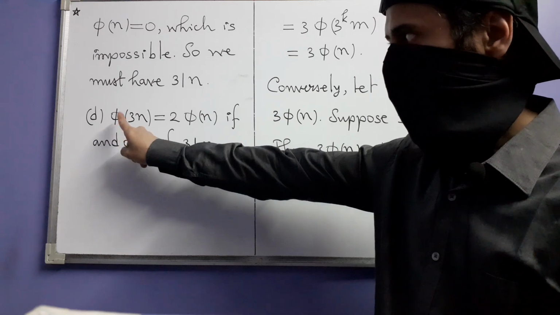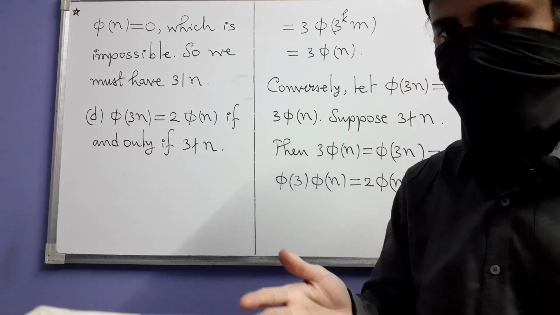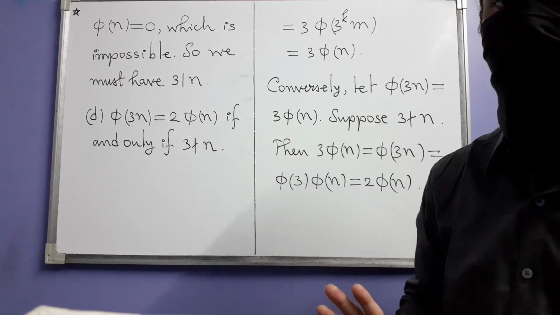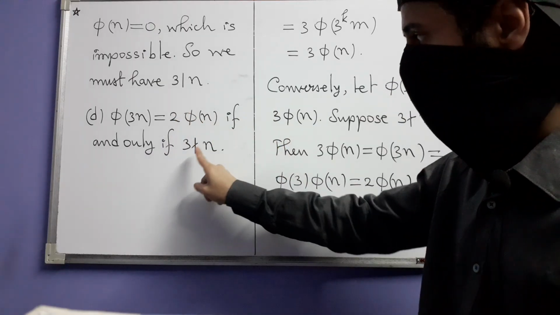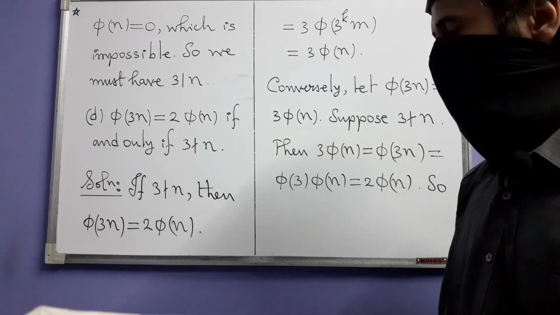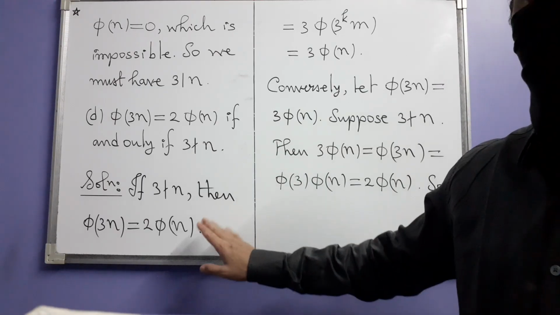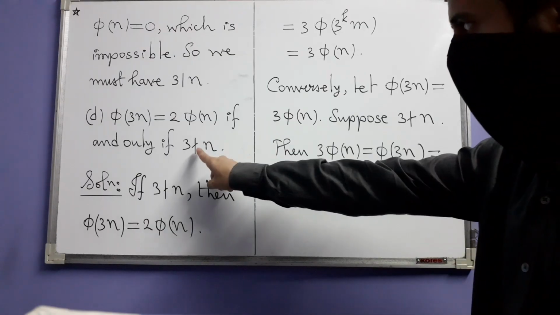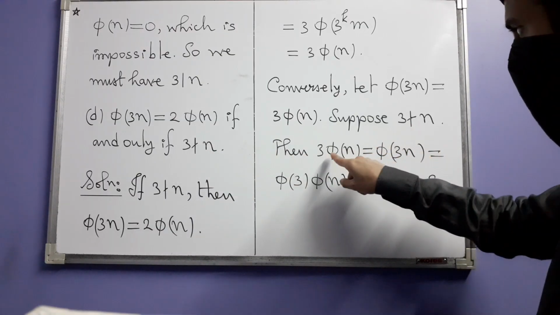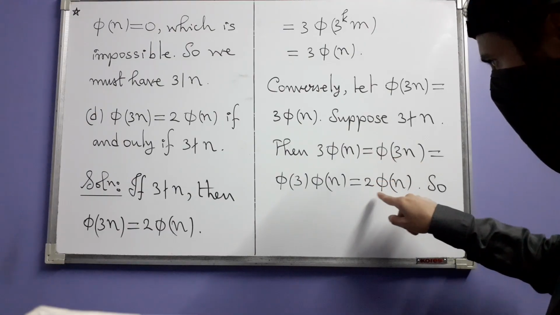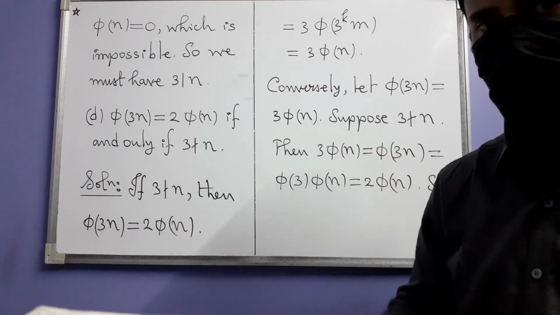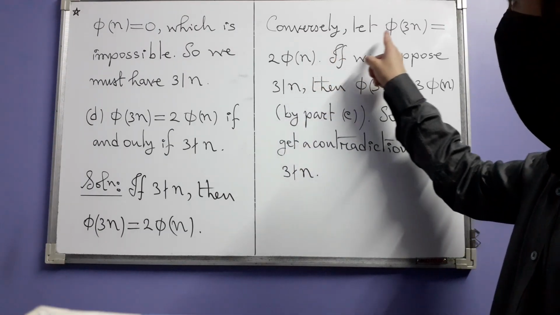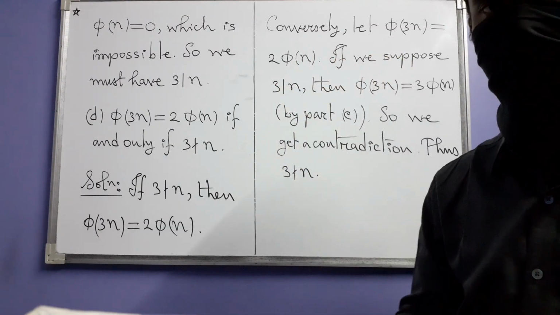In part D, we have to prove that for any positive integer n, phi of 3n equals this time 2 times phi of n if and only if 3 does not divide n. One half of the solution is already ready for us. We don't have to do anything, because if 3 does not divide n, we have already shown that phi of 3n is equal to 2 times phi of n. So now we just have to prove the converse. Conversely, let phi of 3n be equal to 2 times phi of n.